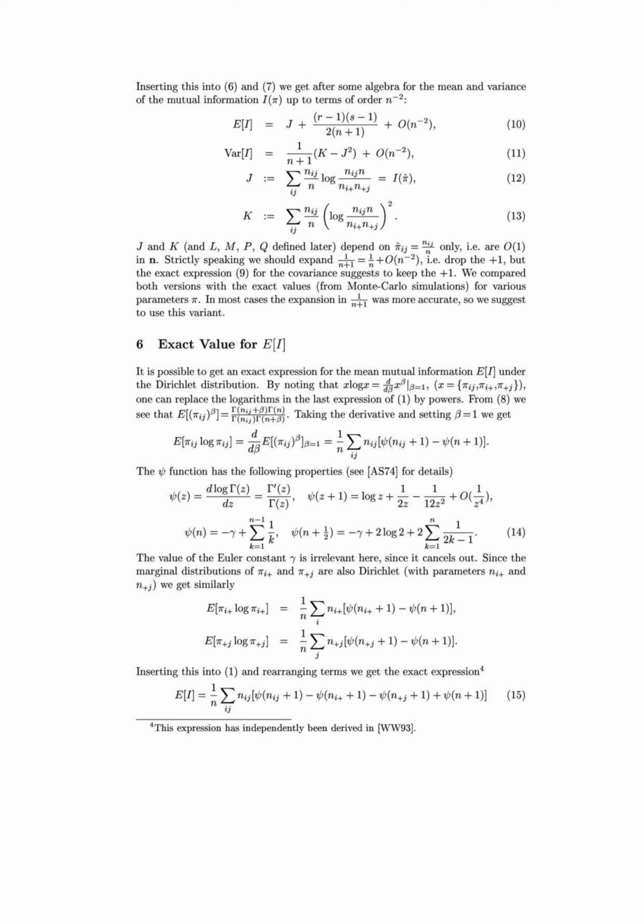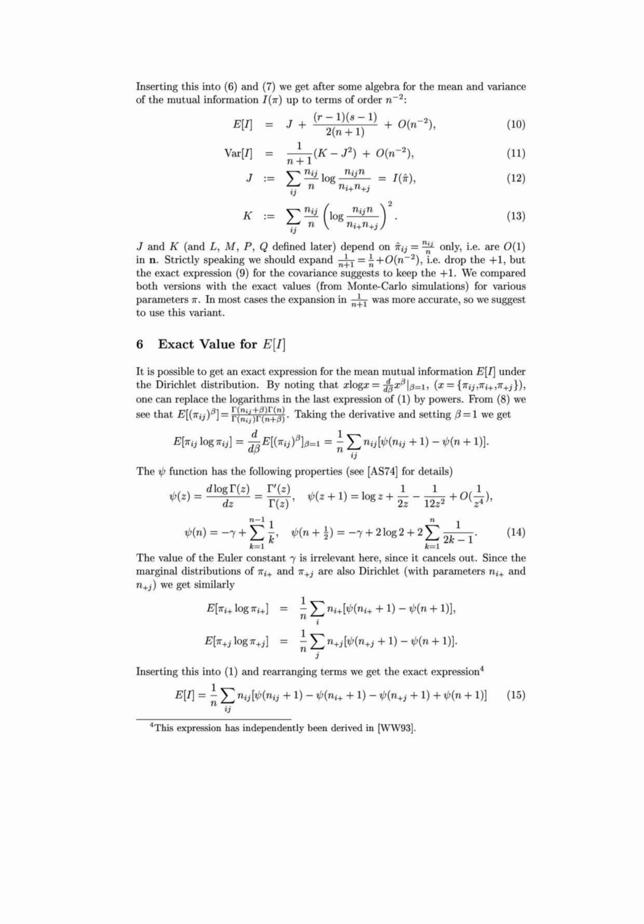Exact value for E[I]. It is possible to get an exact expression for the mean mutual information under the Dirichlet distribution. By noting that x log x equals d/da of x^a at a equals 1, with x equal to π_ij, one can replace the logarithms in the last expression by powers. Taking the derivative and setting a equal to 1, we get the expectation of π_ij log π_ij in terms of the ψ function.